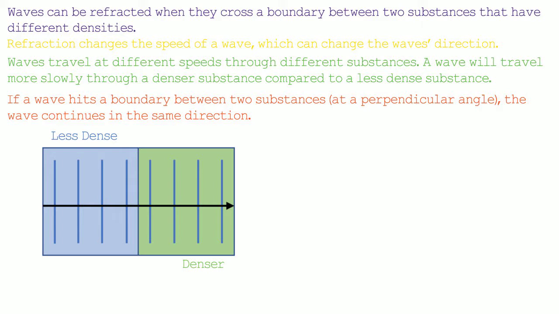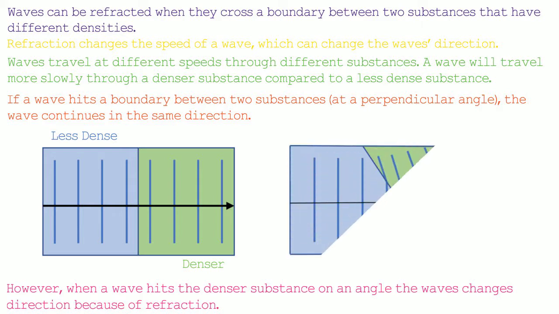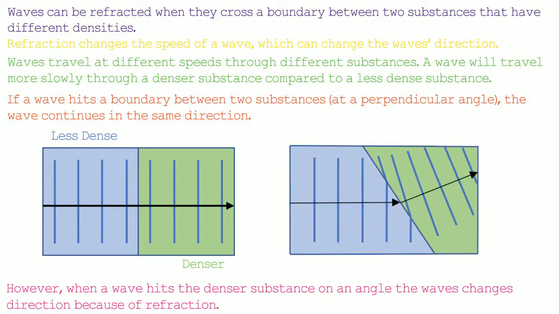We are now going to change our scenario slightly and say that our wave hits the new substance at an angle. This results in the wave changing its direction because of refraction. So we have the same two substances as before. We have the lighter, less dense substance and the green substance that is more dense than the blue substance.